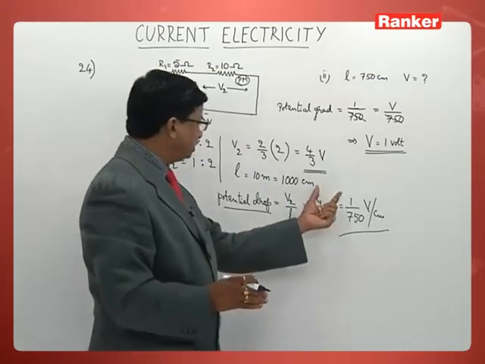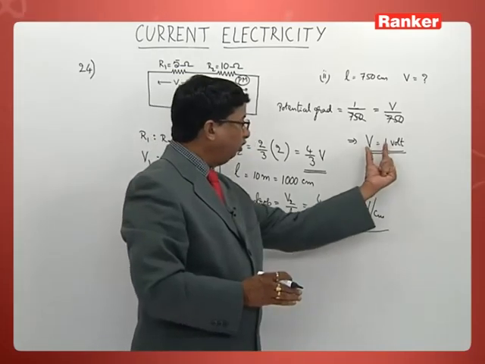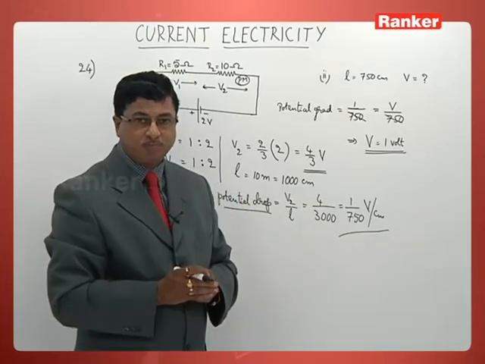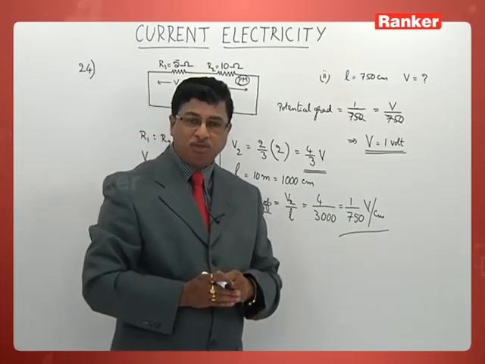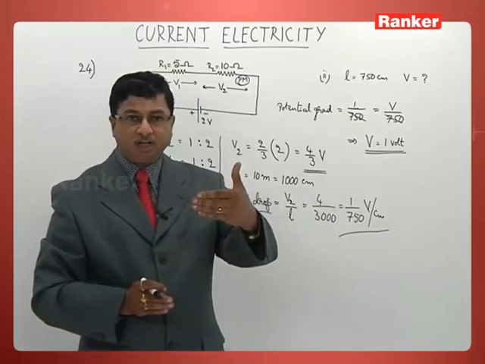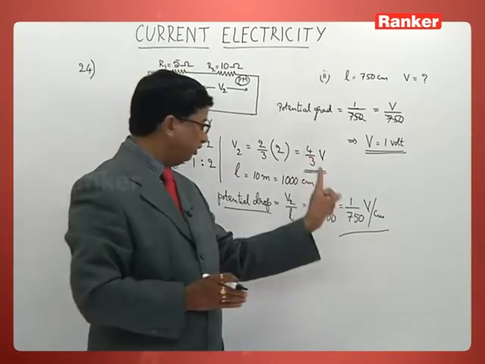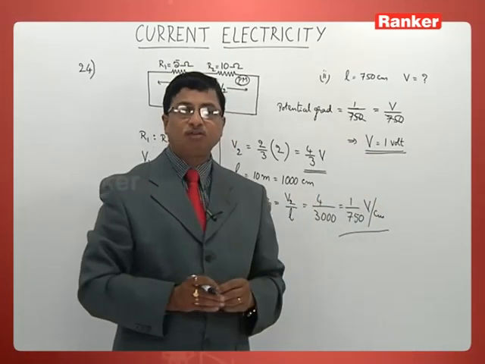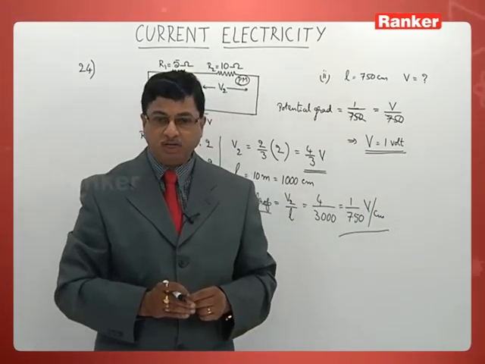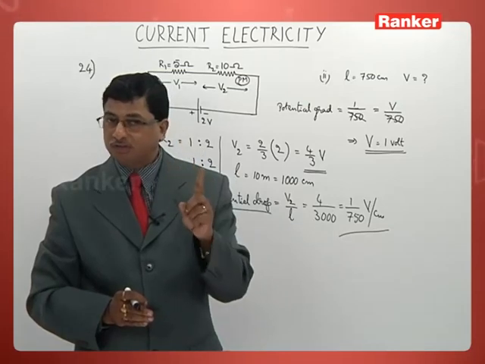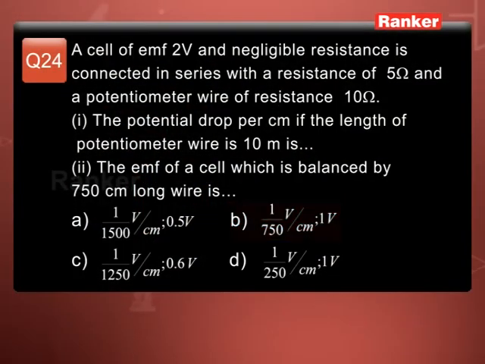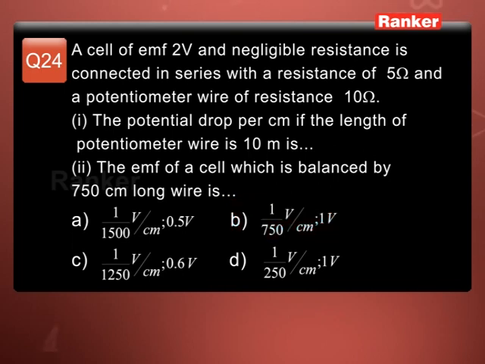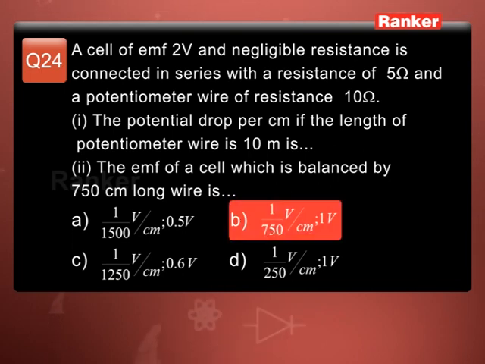So 1 by 750 and 1 volt are supposed to be in the options. So which option is having both the numbers? You see carefully again. The second option gives 1 by 750 volt per centimeter and voltage across 750 centimeter long wire, that is 1 volt as such. So what is the correct option now? The correct answer for this one is the second option, which is B again.